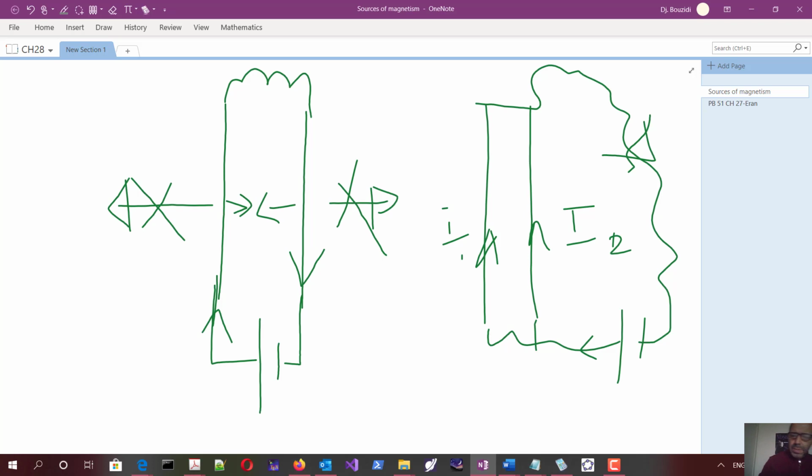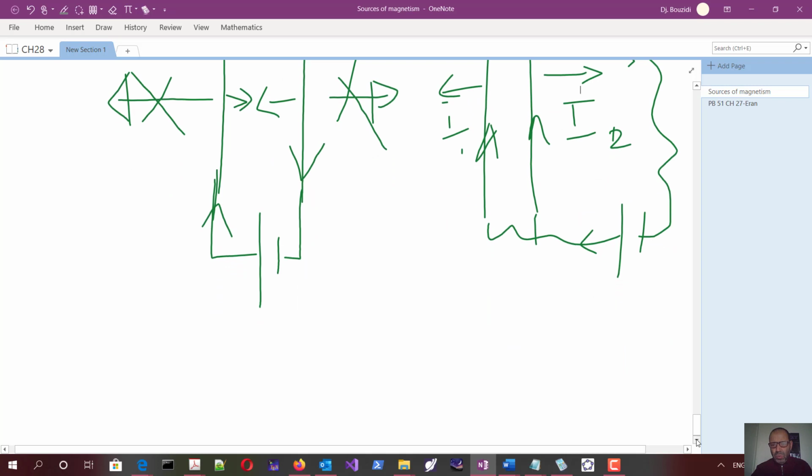Okay, and in this situation they will actually repel. Two currents in the same direction will repel, and two currents in opposite directions will attract. This is a little bit backward from what you normally think in terms of a magnet.